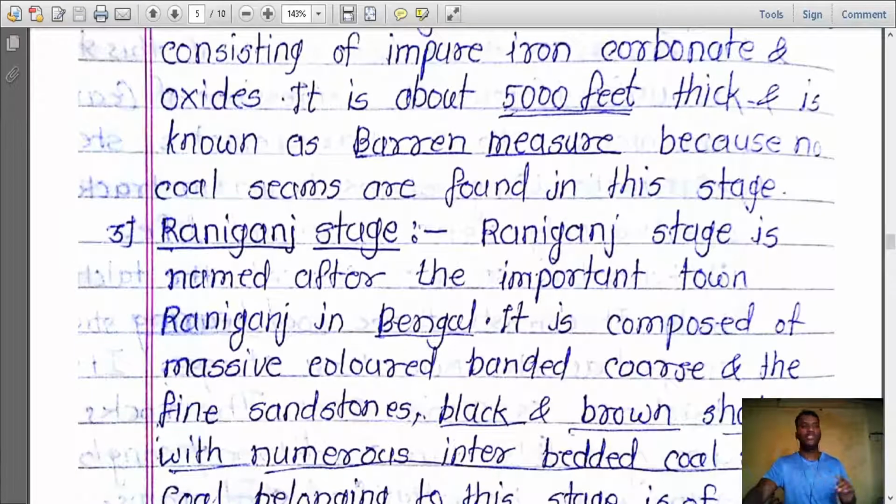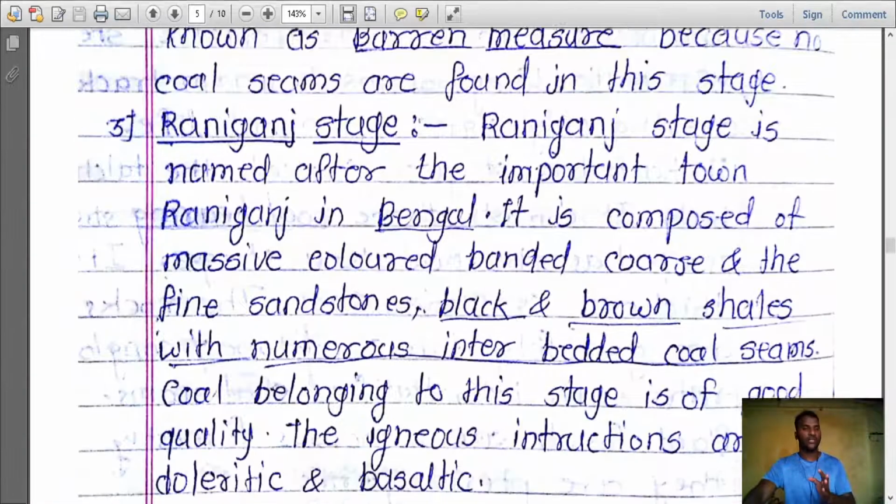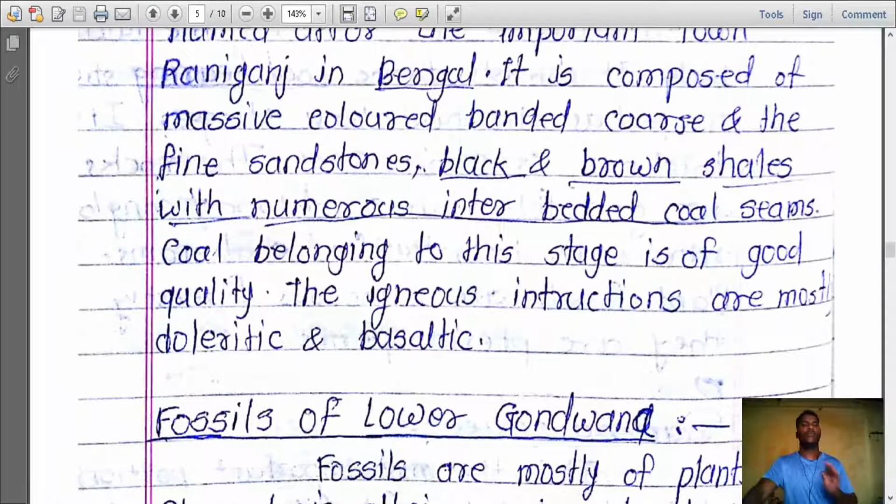Then Ranigan stage. Ranigan stage is named after the important town Ranigan in Bengal. It is composed of massive colored banded coarse and fine sandstone, black and brown shales with numerous interbedded coal seams. Coal belonging to this stage is of good quality. The igneous intrusions, mostly doleritic and basaltic, are observed in this stage.